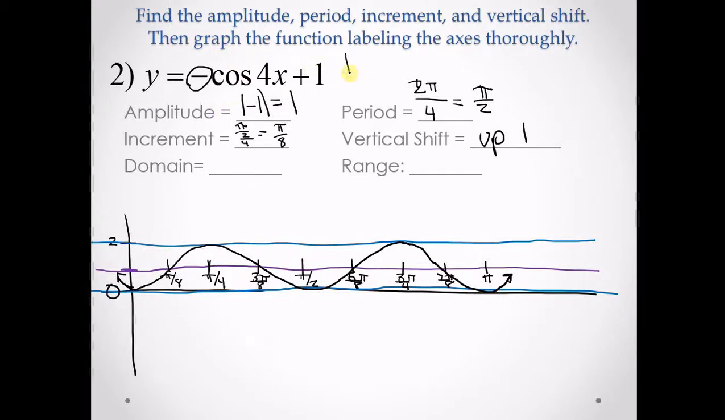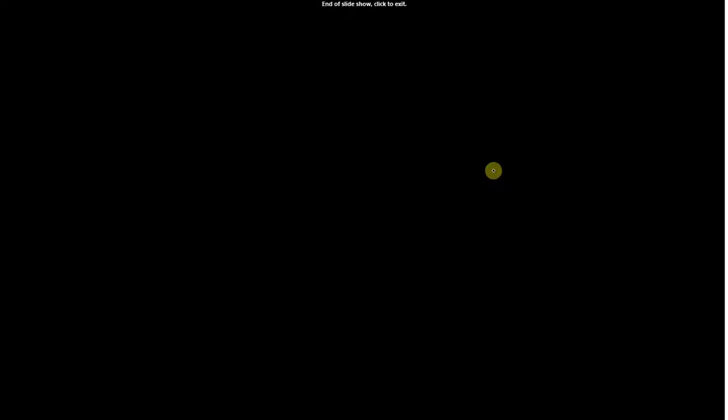Whenever I do my work, I always write "flipped" if I see that negative in front. That way I don't forget about flipping it around. So my domain, still all reals, always will be, but my range, I'm going from 0 to 2. So 0, 2. And that's the end of this video.